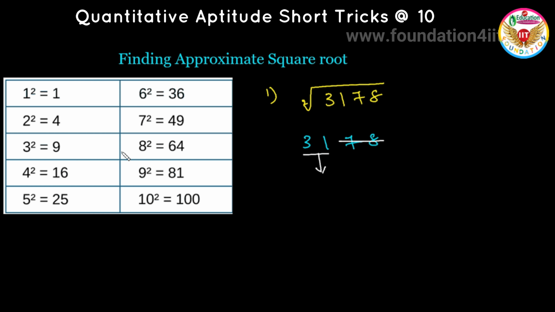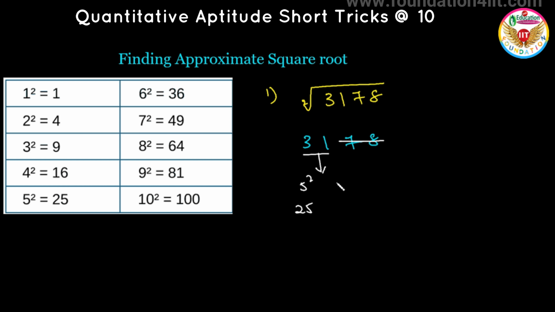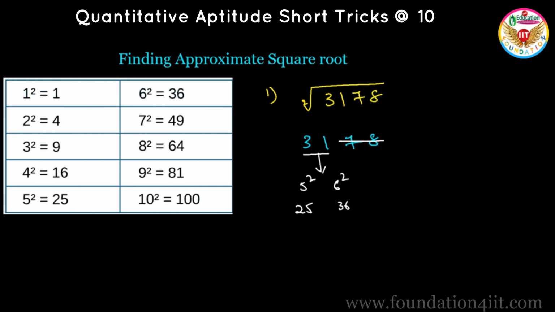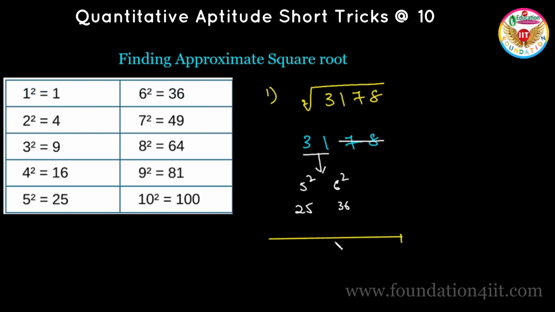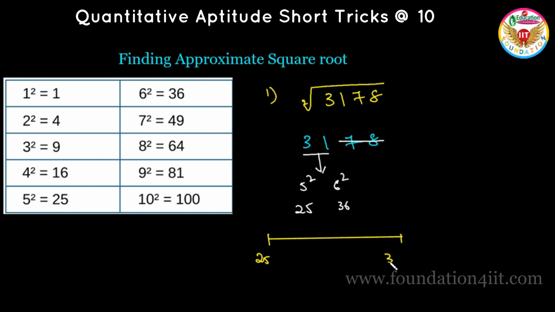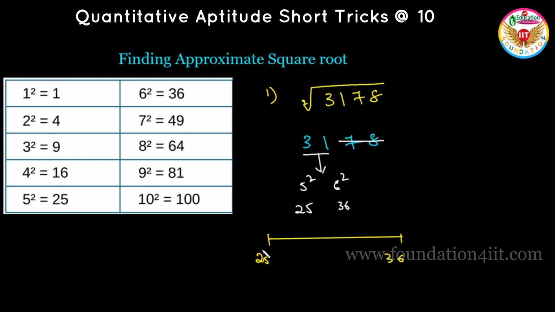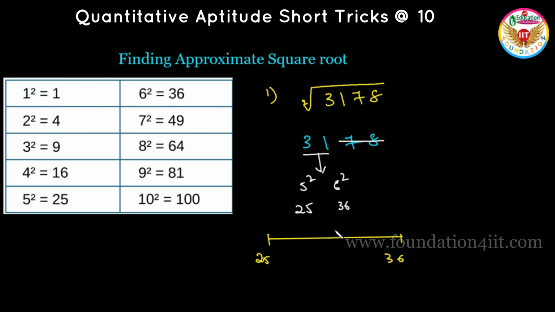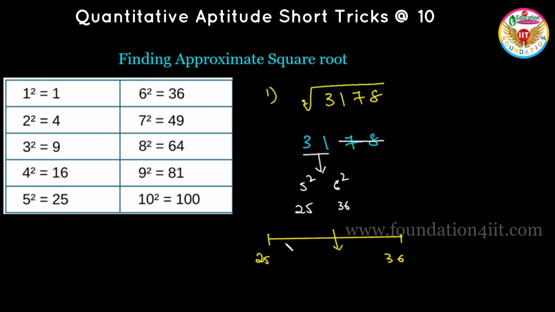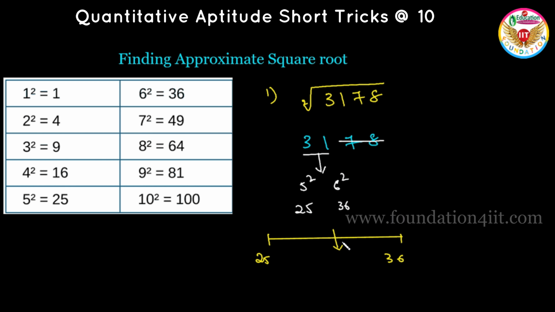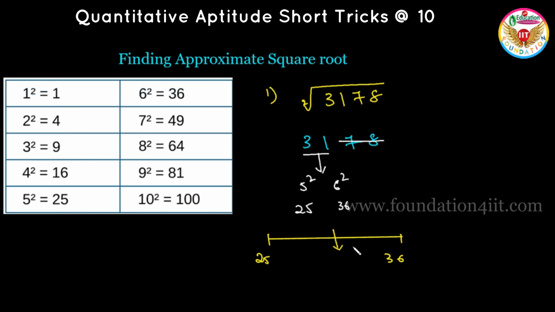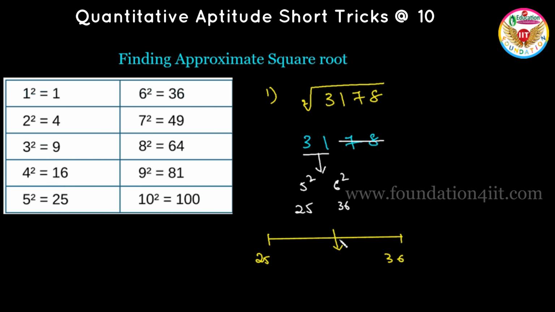31 is close to which number here? 5 square and 6 square are in between. 5 square is 25, 6 square is 36, so it is in between these two numbers. If you see the pattern, 25 and 36, check where 31 will come in this line. Approximately the middle, like 26. The gap is 10, no? 25 to 36 is around 11 spaces. So in the middle you will get 31.